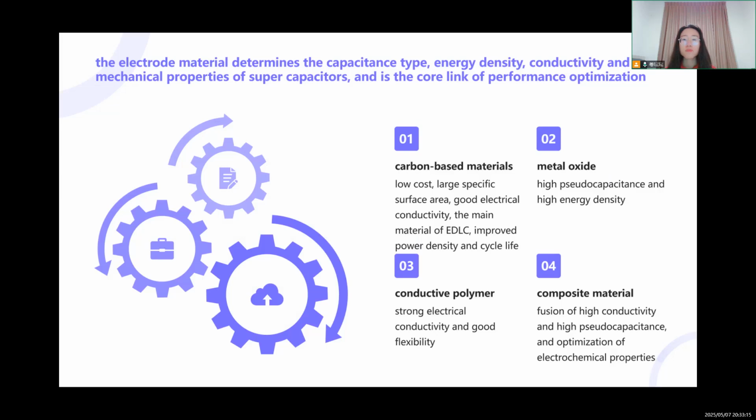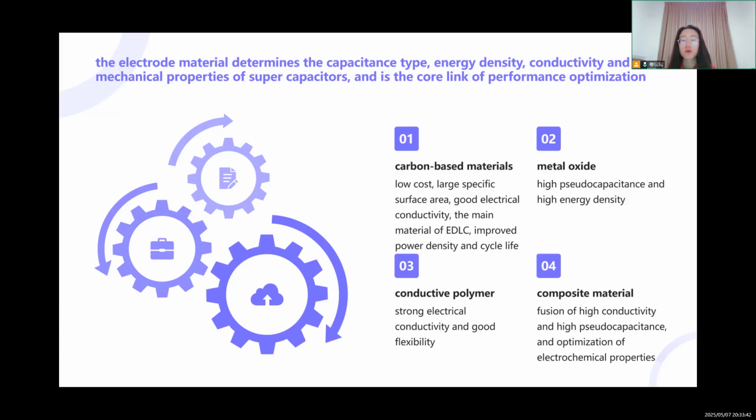First, carbon-based materials: low cost, large specific surface area, good electrical conductivity. The main material of EDLC, improved power density and cycle life. Electrical double-layer capacitor. Examples like activated carbon and graphite, but the pseudocapacitor performance is limited.